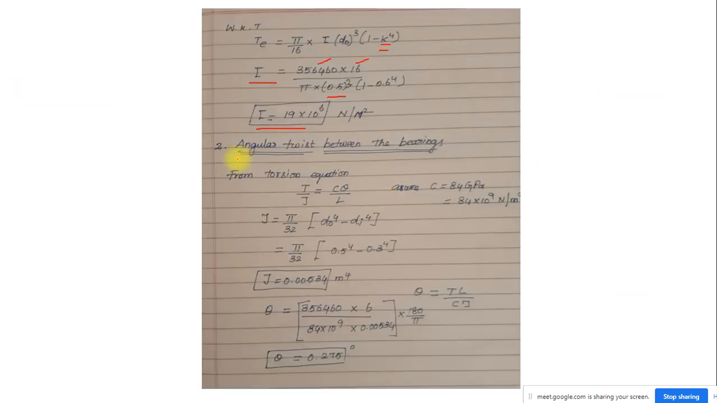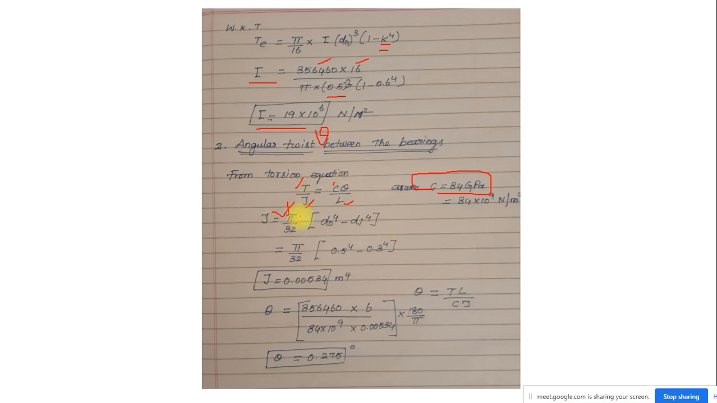The second thing they asked is the angular twist between the bearings. Angular twist is nothing but the theta value. The formula for that is T by J is equal to C theta by L, with which now I know the T value, I know the L value, I can find out J value with the formula, and C. Here I am going to assume the C value as 84 gigapascal. So 84 gigapascal is nothing but 84 into 10 to the power 9 Newton per meter square. I hope you know that giga is 10 to the power 9. So hence G is 84 into 10 to the power 9 Newton per meter square.